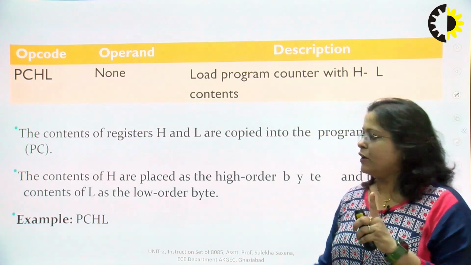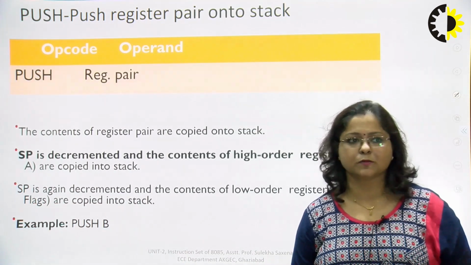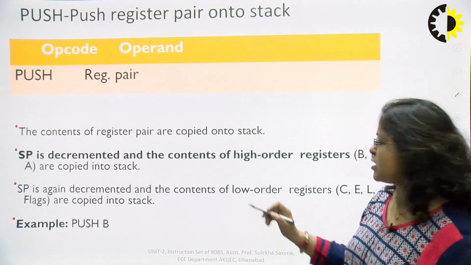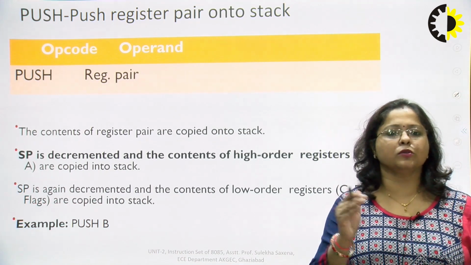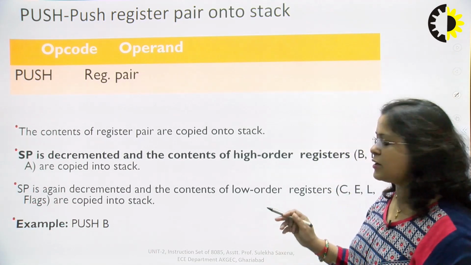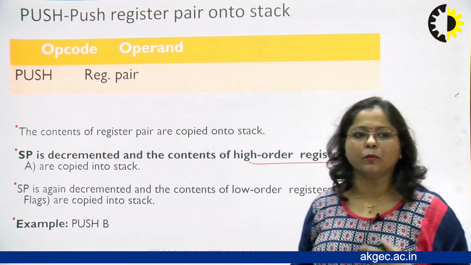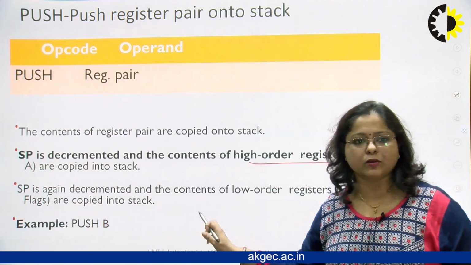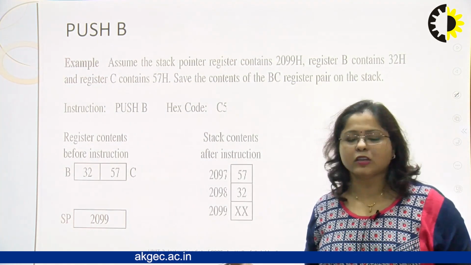PCHL will simply copy the value of HL to the program counter, that is the PC register, quite similar to SPHL. The push instruction is used to write onto the stack. First of all, the stack pointer is decremented because the stack pointer points to the last filled location in stack memory. To write, we have to move to a blank location, so initially SP is decremented and then the higher order register value is copied to stack memory, and then SP is again decremented and the lower order register value is copied to stack memory. We will clear this by using an example.